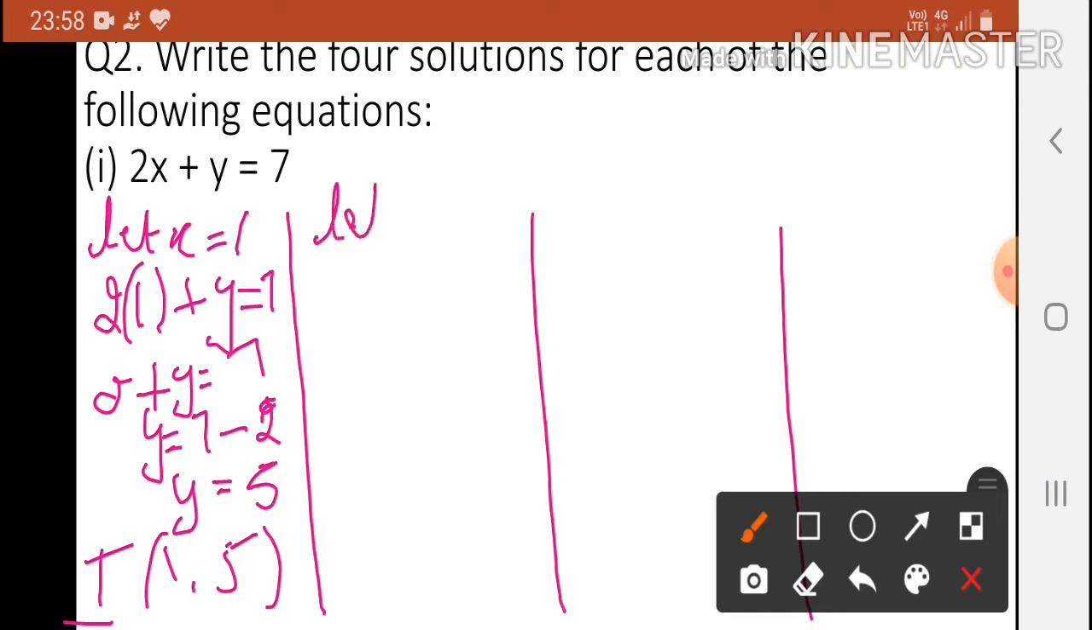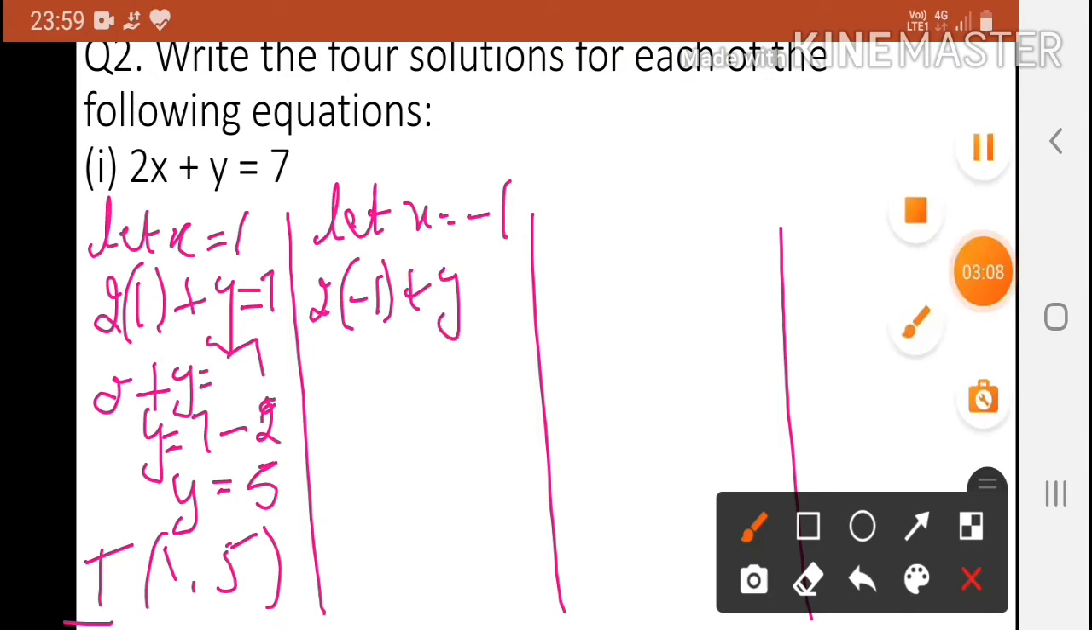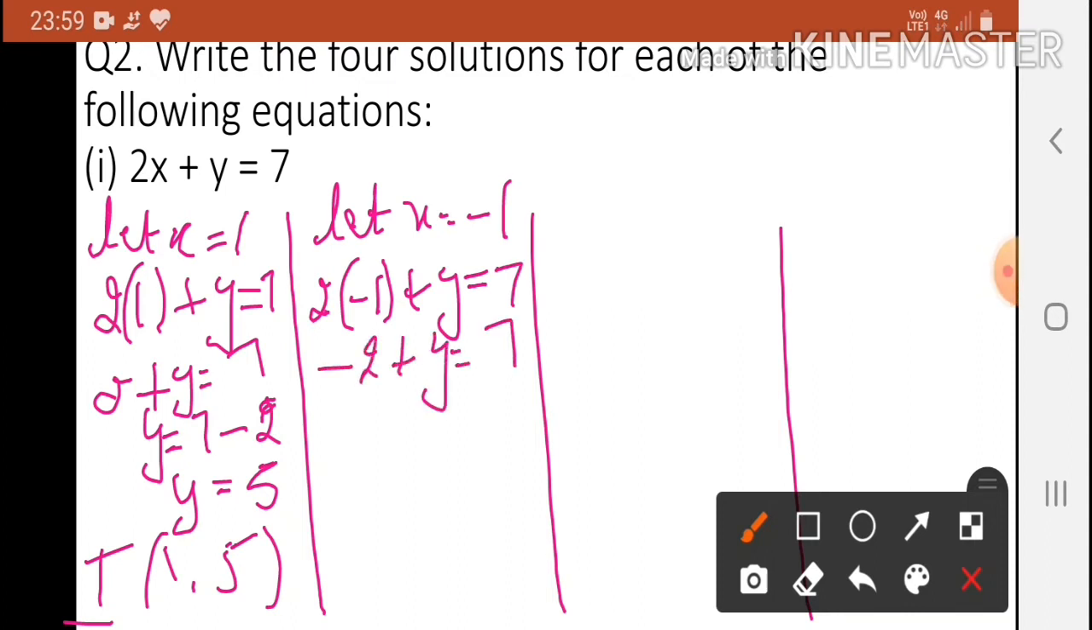Then let x equals -1. 2 multiplied by -1 plus y equals 7. -2 plus y equals 7. Then 2 goes to the right hand side with 7, and it changes the sign to plus, so your y is 9. So the second solution will be (-1, 9).